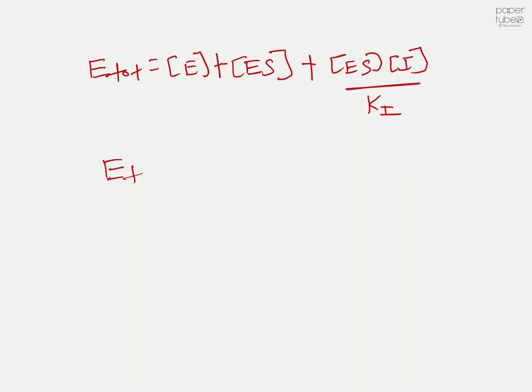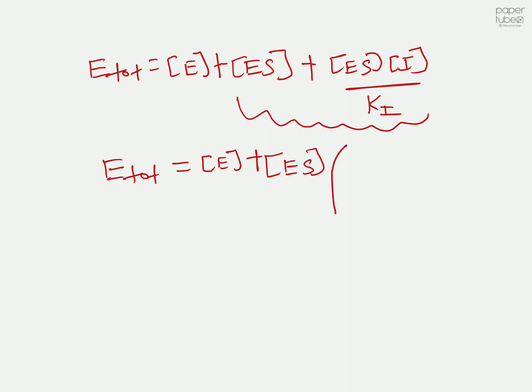So E total is equal to concentration of enzyme plus, if you look here, we have enzyme substrate complex as a common factor. So let's take it out. You will get 1 plus I divided by Ki. So this looks okay so far.